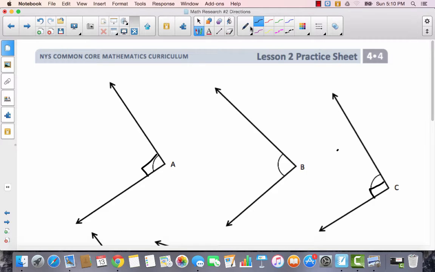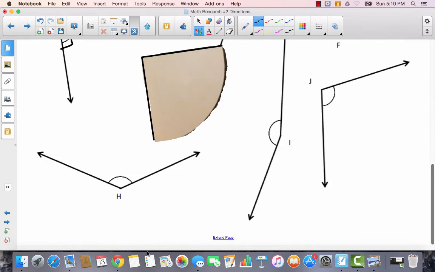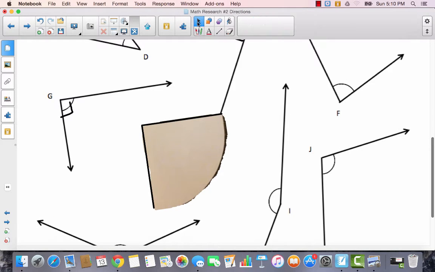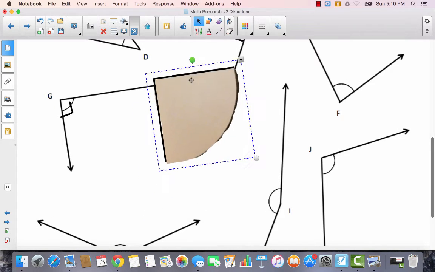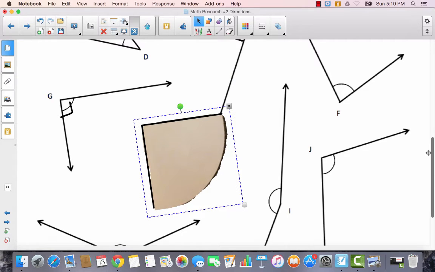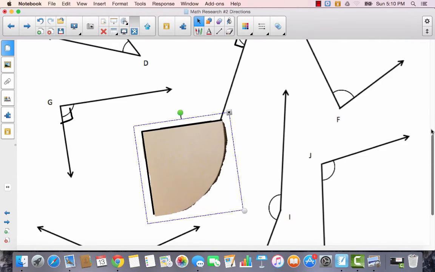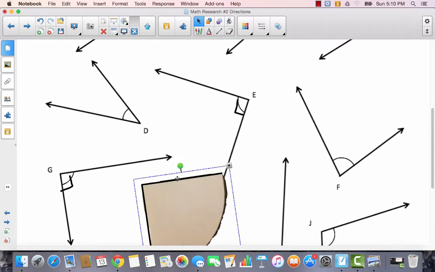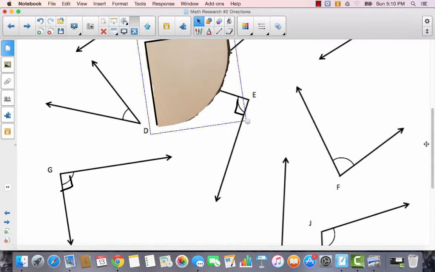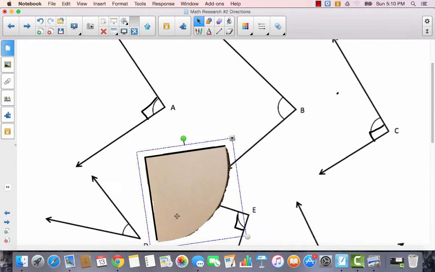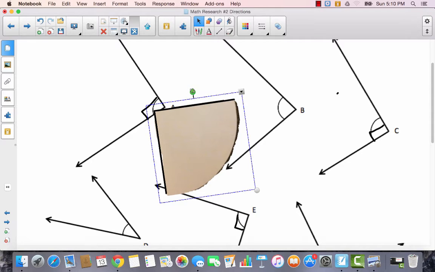So let's find some angles that are less than a right angle. Let's take a look at angle B first of all. So let's take your right angle template and let's put it inside angle B. It takes me just a little bit longer than it does you. So go ahead and be getting yours ready while I move my template back up here. All right, so let's look at an angle that is less than a right angle.